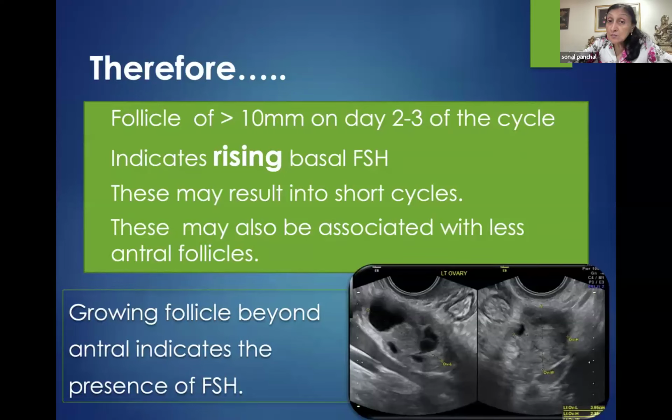Just being a little more clear here, remember, you may also find early recruitment of the follicle in aging PCOS patients. In those cases, you would still see several antral follicles, but it is the early dominance of the follicle which indicates high basal or rising basal FSH.